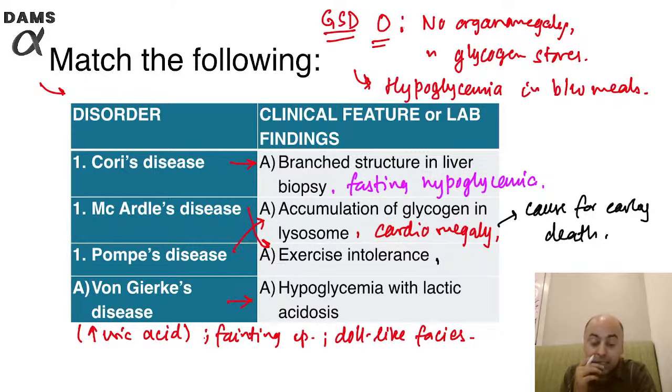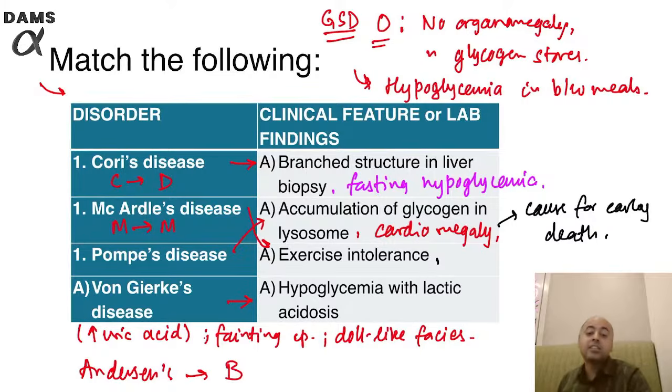In your notes, I've given you the enzymes for the different disorders, so you should make note of those enzymes. In Cori's disease, the debranching enzyme is deficient. In McArdle's, the myophosphorylase is deficient. In addition to that, you have to look at Anderson's disease, which is not there in the options. In Anderson's, the branching enzyme is deficient.